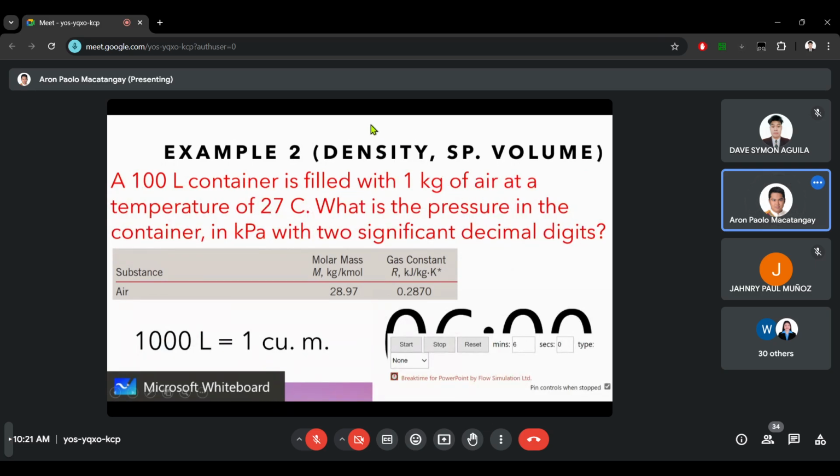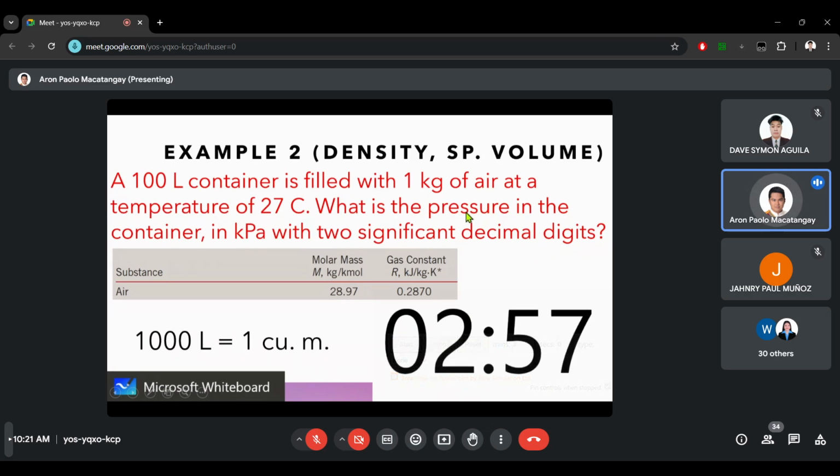Next example. Again, solving pressure. This is now pressure in a container. A 100-liter container is filled with 1 kilogram of air at a temperature of 27 degrees Celsius. What is the pressure in the container in kPa with two significant decimal digits? Okay, again, I will be giving 3 minutes for you to solve this. A similar approach, but different, I think, to find.